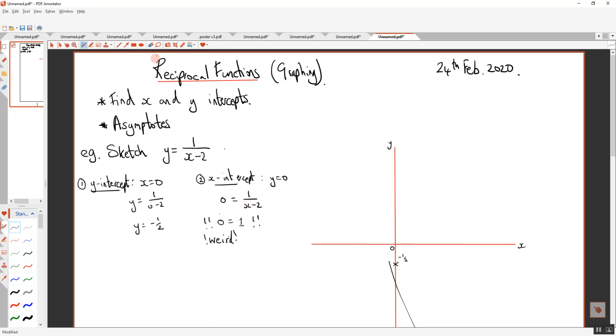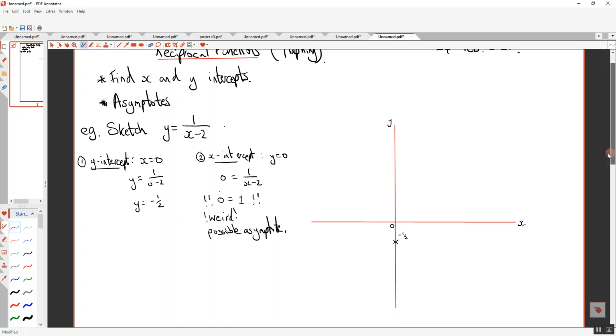Alright, so if there's no value of x here, what do you think is happening at this point when y is 0? There's no x value. Right, so it could most likely be a possible asymptote, okay? It will be an asymptote. Alright, so I can't fill anything in for our x-intercepts. It's not going to cross the x-axis, this graph, okay? It's definitely not going to cross the x-axis.